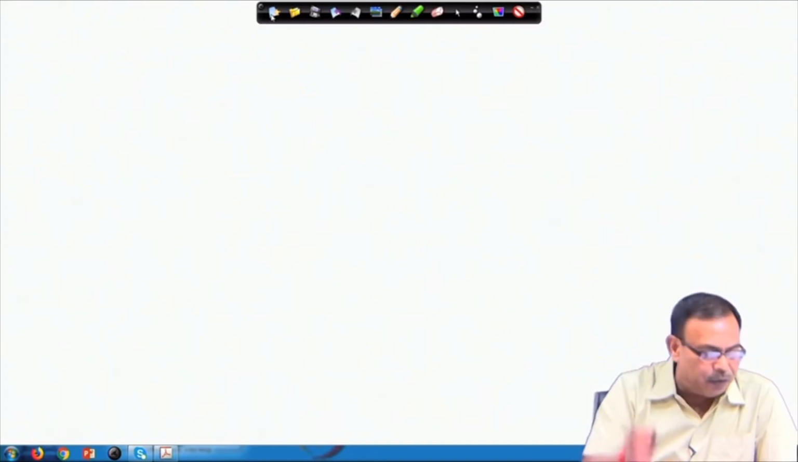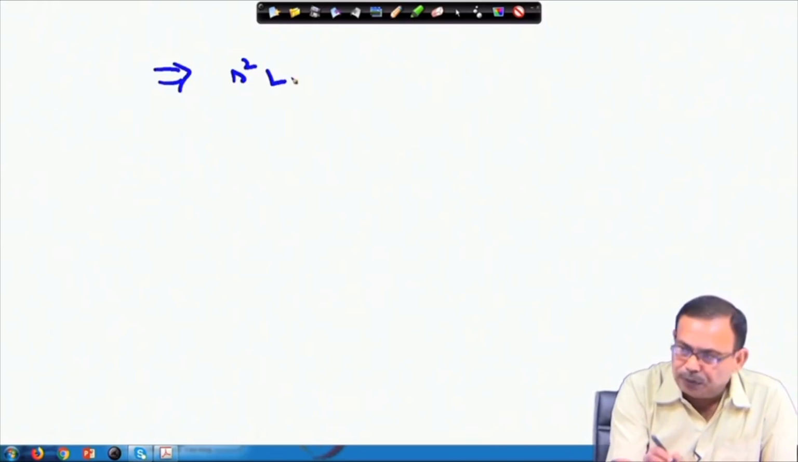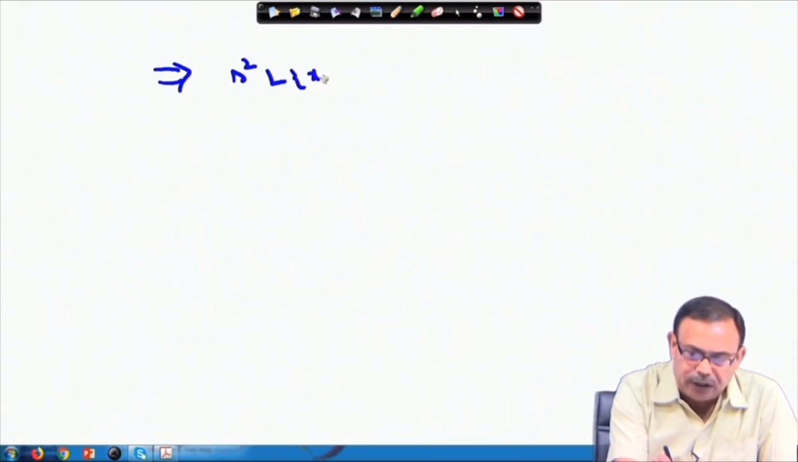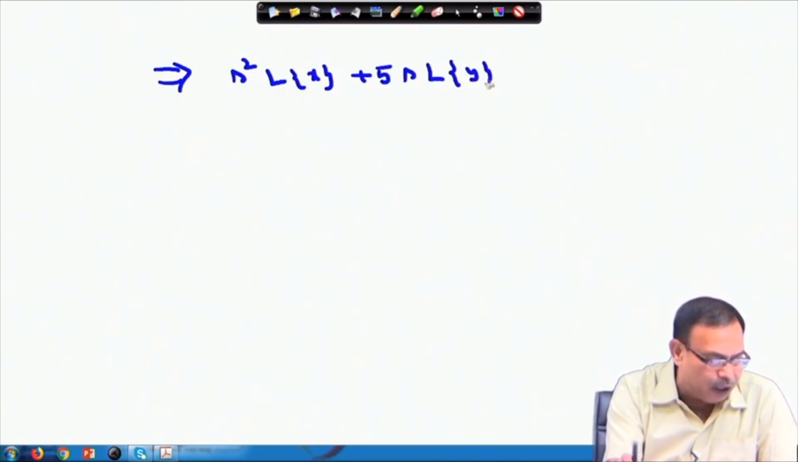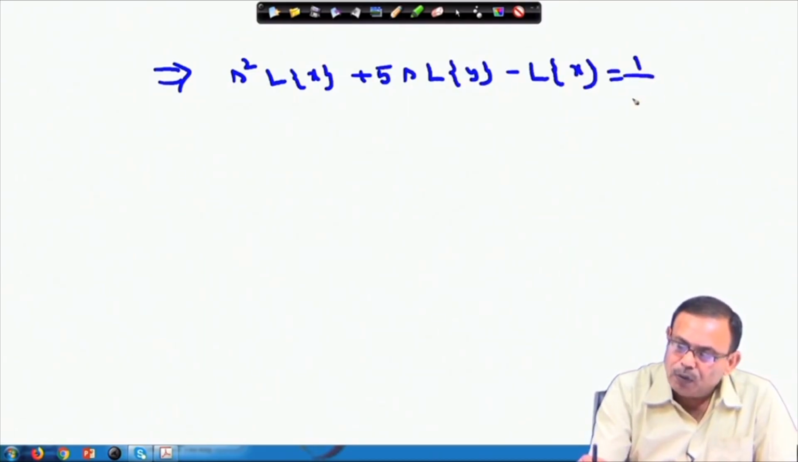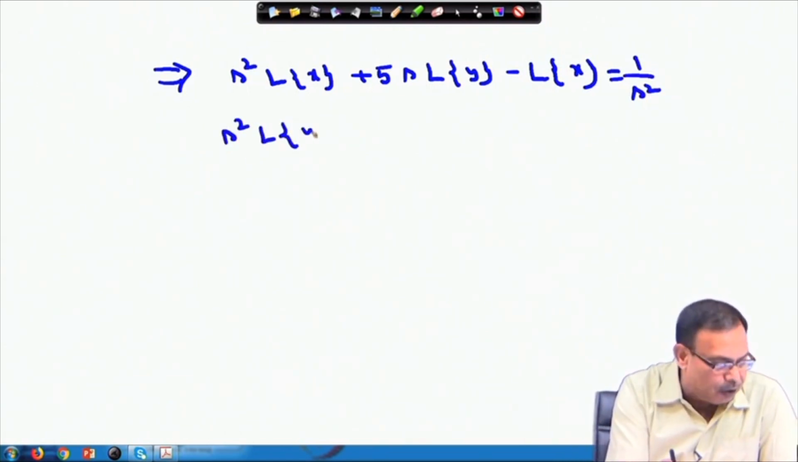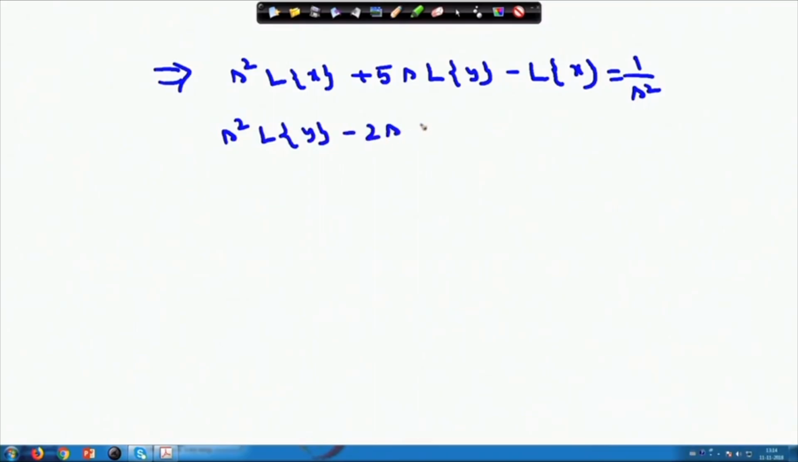Substituting these two, again I will obtain these two equations: s square into Laplace transform of x plus 5s into Laplace transform of y minus Laplace transform of x equals 1 by s square, and s square Laplace transform of y minus twice s Laplace transform of x minus 4 into Laplace transform of y equals minus 2 by s square.